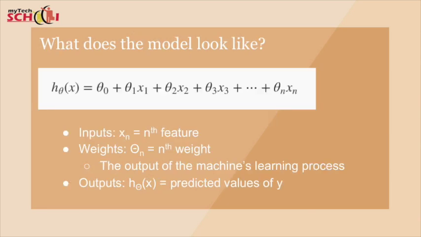So the inputs and the features are represented by the x's, and then the outputs and the predicted values of y are represented by h of theta of x. H here means the hypothesis. And then the unknowns of our model are the weights or the thetas. So these are the variables that the machine will solve for over a lot of iterations.